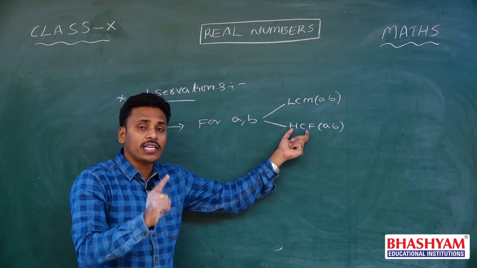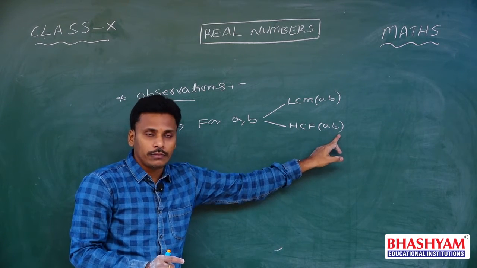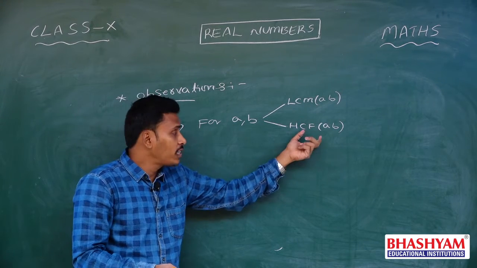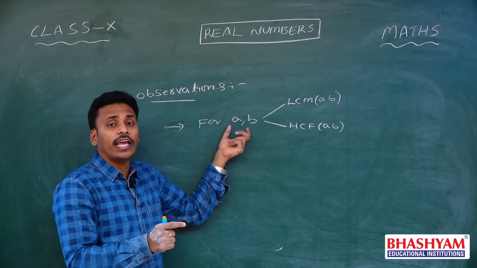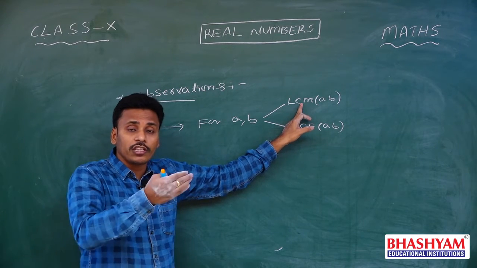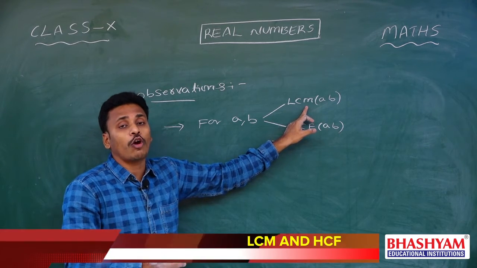HCF is the highest common factor, that is, the greatest common factor of A and B, a factor for both A and B. So HCF is a factor of A, B, whereas LCM is a number which is in the list of common multiples. LCM is a number which is a multiple of A and B.